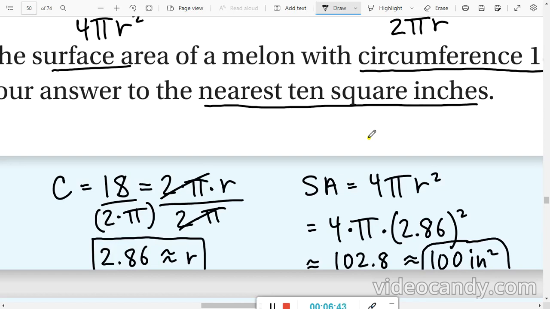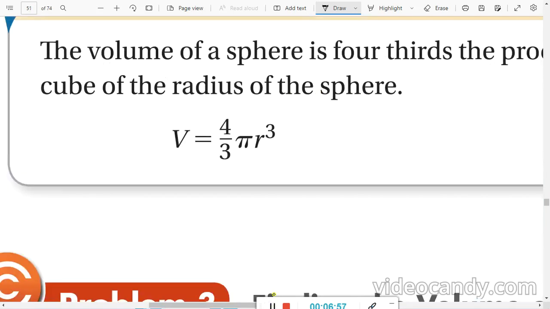And I get 103.1. Okay, so it wouldn't be any different. 103, once you round it down to the nearest 10, it would still just be 100. So in this case, the round off didn't hurt anything.